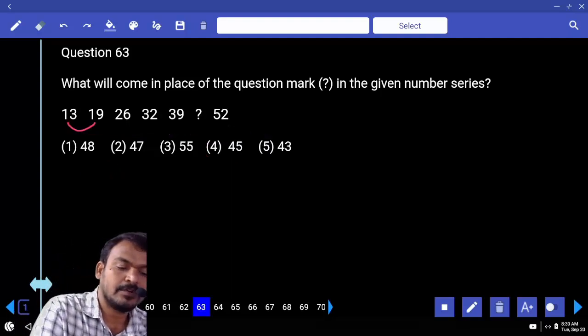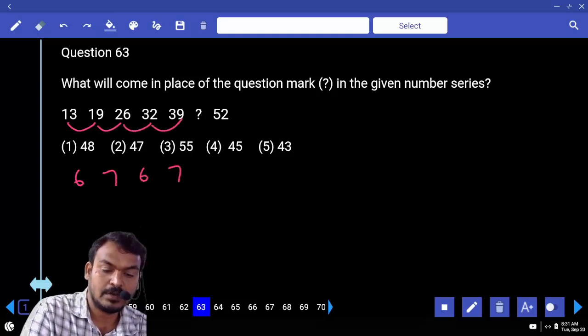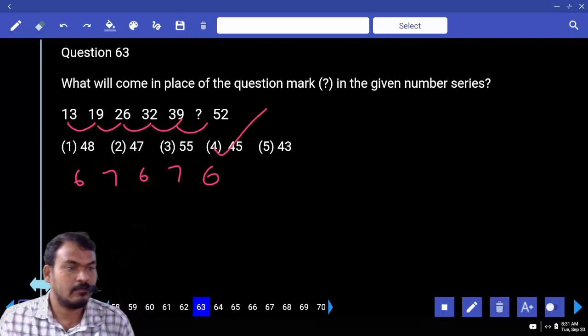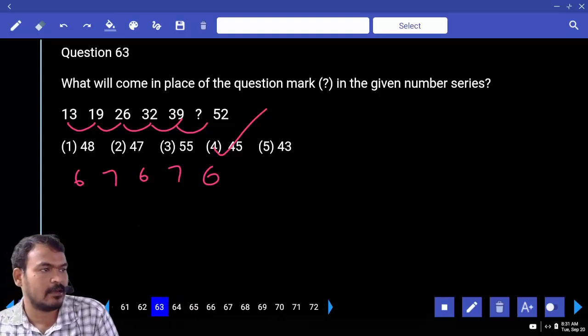Next question number 63. What is the first one difference? Second one? Third one? Next one? Obviously next one. What is the answer? 45. Alternatively 6 and 7 are not.